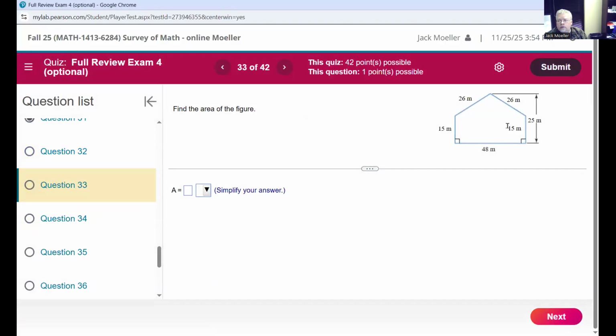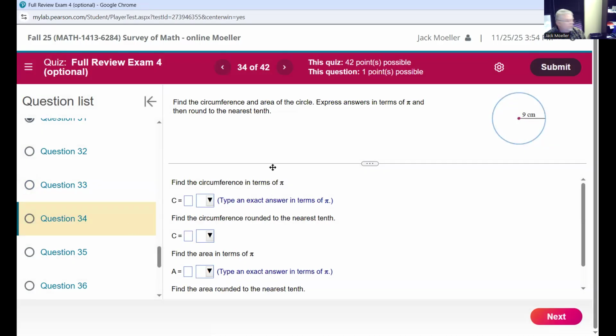Same thing here. It's just this one, like you have a triangle on top. So triangle is 1/2 base times height. So there you got to figure out the height. How do you figure out the height of that triangle? Well, the total height is 25. The height of the rectangle is 15. So 25 minus 15 is 10. So that's the height of the triangle. And then from there, that's rectangle and triangle, pretty straightforward.